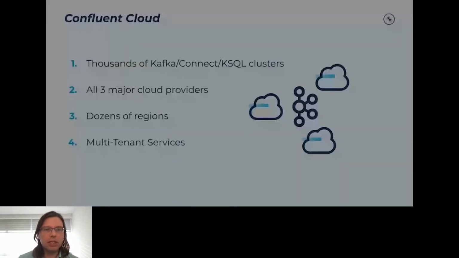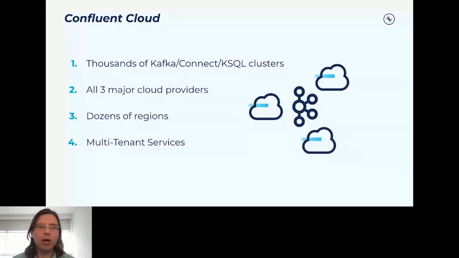And just to give you a little bit of background on what kind of scale we're talking about here, Confluent Cloud has grown quite a bit over the last 2-3 years. It's now at the point where we are running thousands of Kafka clusters, thousands of Connect clusters, and KSQL DB clusters, which all provide us with a lot of important data points.